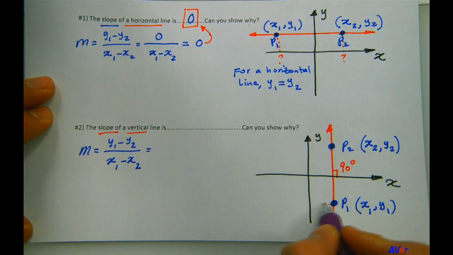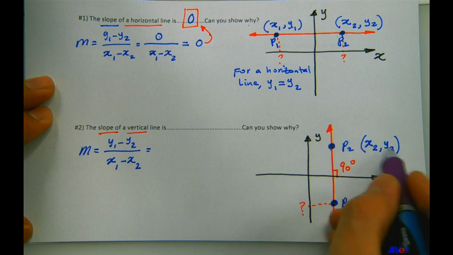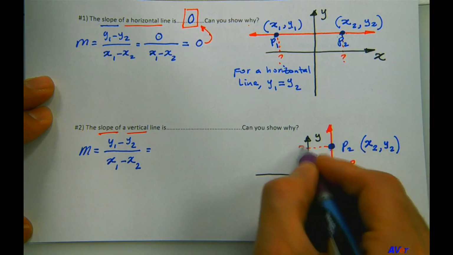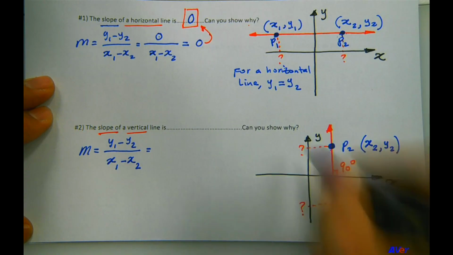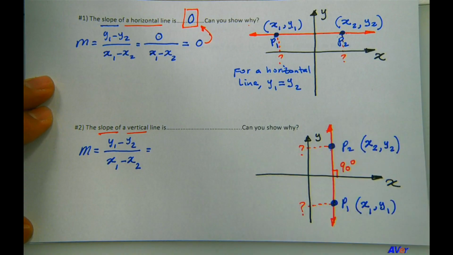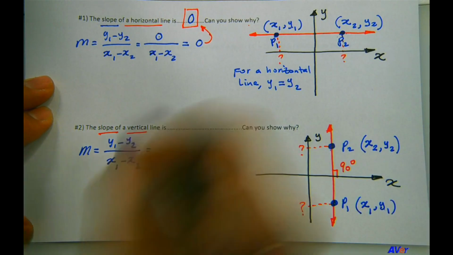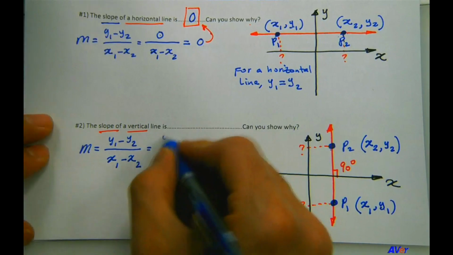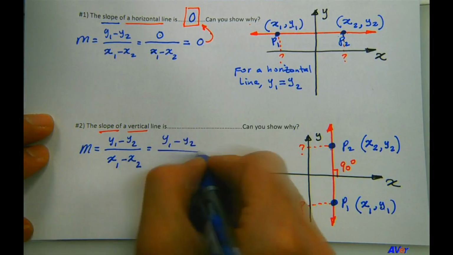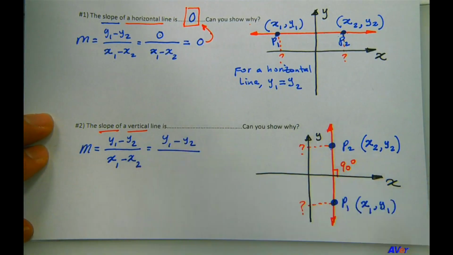y1 would be some number here along the y-axis. y2 would be some number here along the y-axis. On the positive side, this one on the negative side. Okay? So y1, y2 will have to be some number. Let's just write them down. We don't know what they are, but what's important is that they have to be different numbers. They're not the same number.